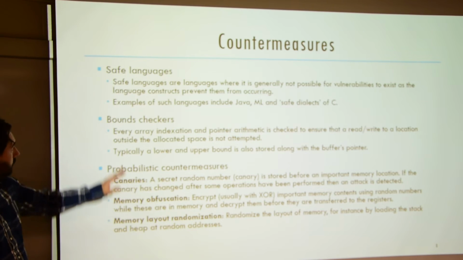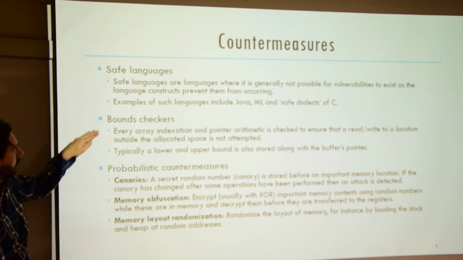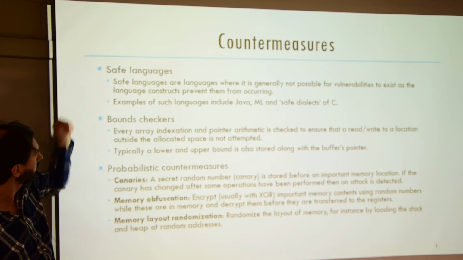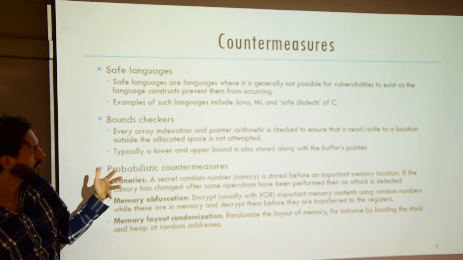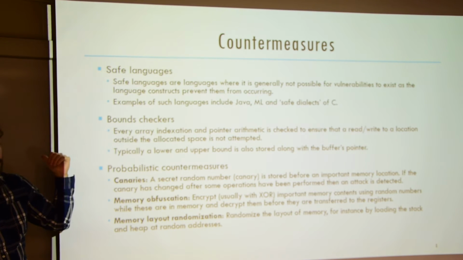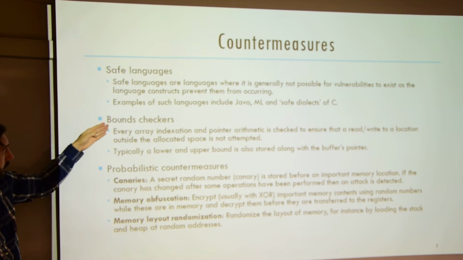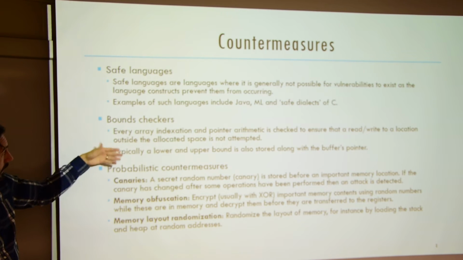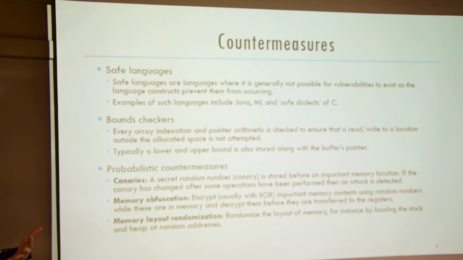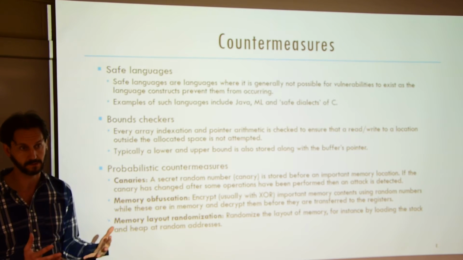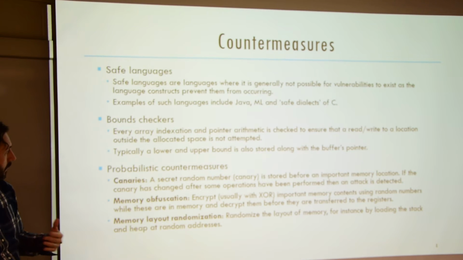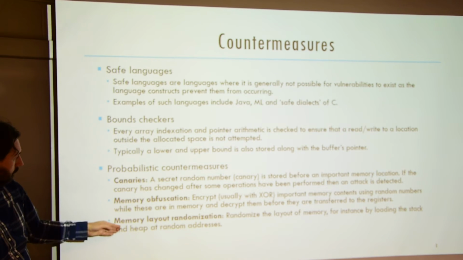So what about countermeasures? So there are safe languages, which is pretty cool. You can have like Java, safe dialects of C. So that's pretty nice. So what do they want to do? They want to essentially eliminate certain types of vulnerabilities, in particular the ones that we just discussed. We have bounds checkers. What does that mean? Well, every array indexation and pointer arithmetic is checked to ensure that a read and write to a location outside the allocated space is not attempted. So you want to make sure that you do not go beyond the buffer limits, right? That's what you want. Probabilistic countermeasures, we will talk about those in a moment.